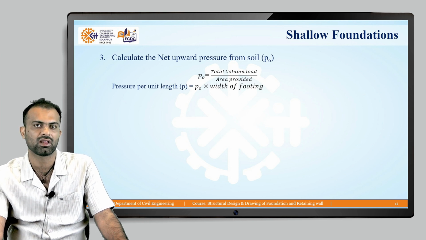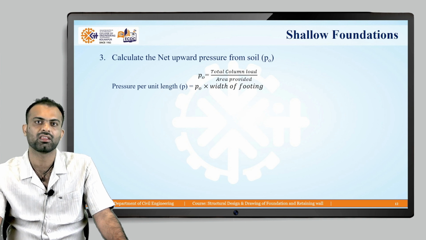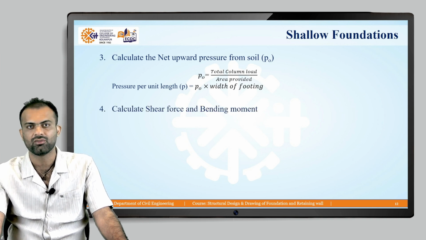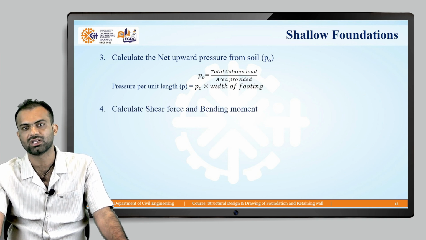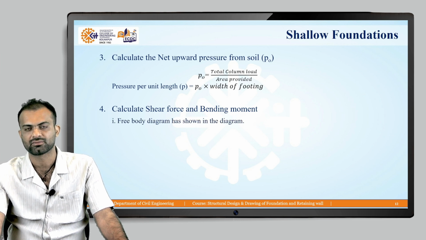Why we are going to calculate the pressure per unit length is, this is very important to check for one-way shear of the foundation. After calculating the net upward pressure, now we have to calculate the shear force and bending moment which are going to be experienced by the foundation.